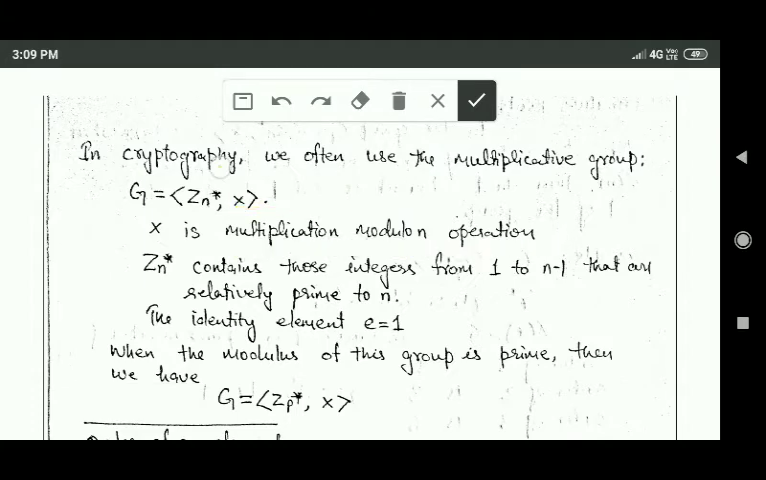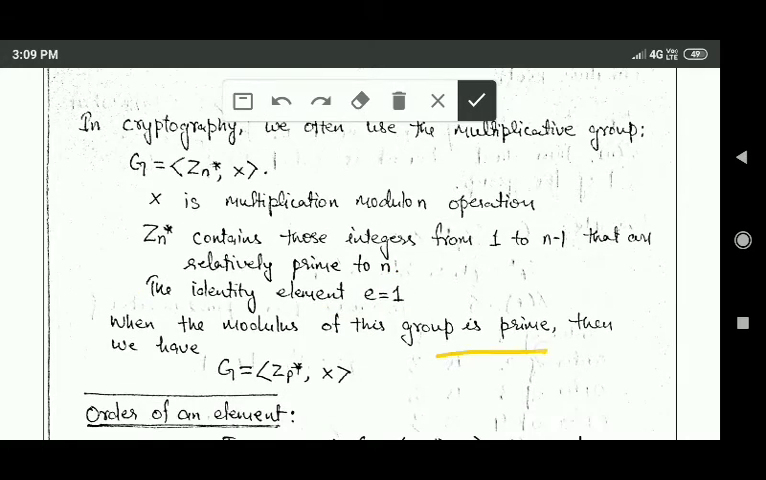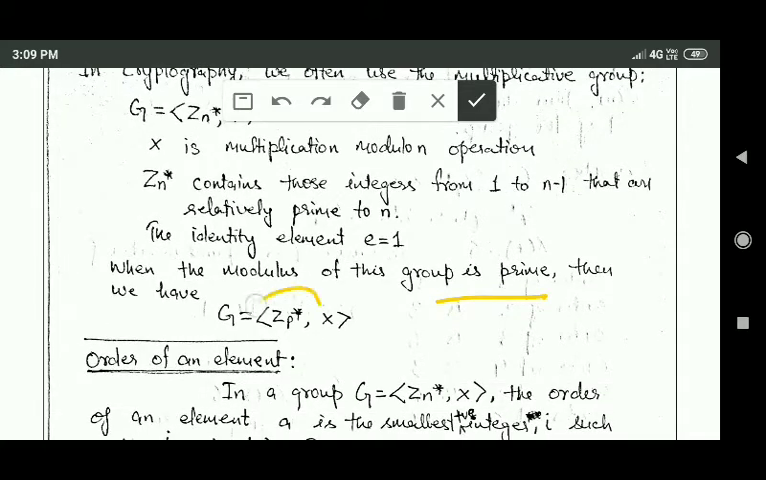And this set Z_n star contains those integers from 1 to n minus 1 which are relatively prime to n. And in this group G, the identity element e is 1. Now, when the modulus of this group G is prime, then the group consists of the set Z_p star, where p is a prime number, and the operation represented here by cross is multiplication modulo p.